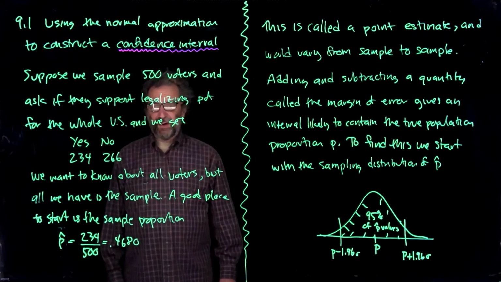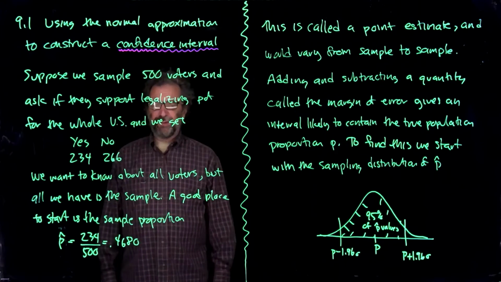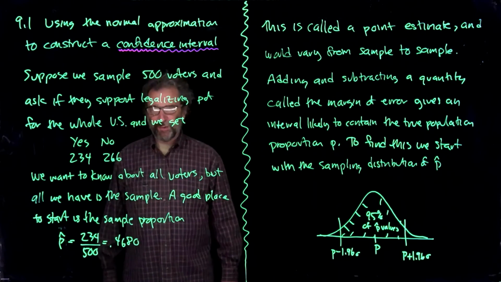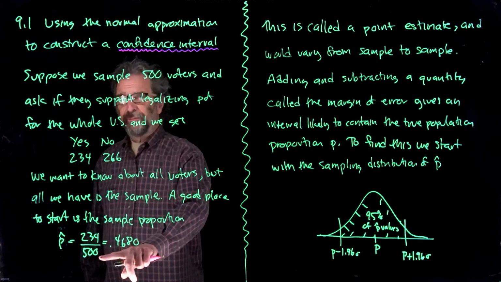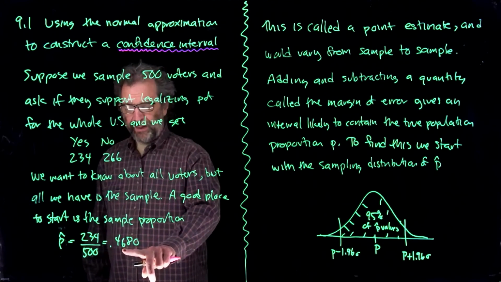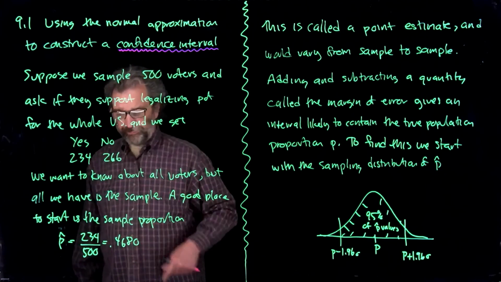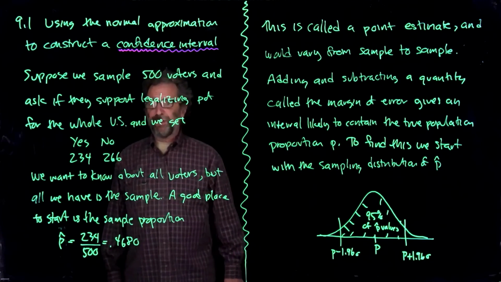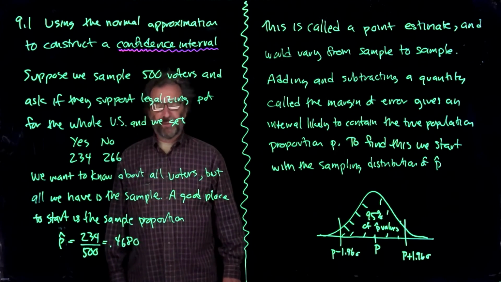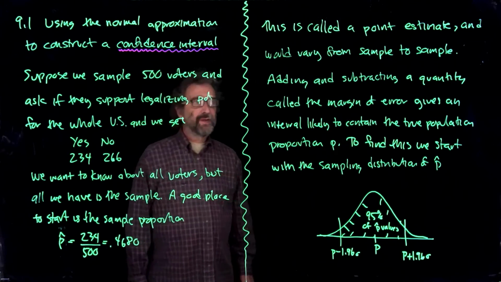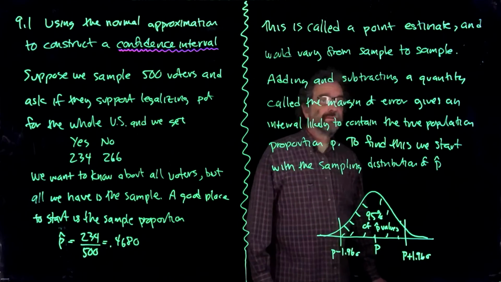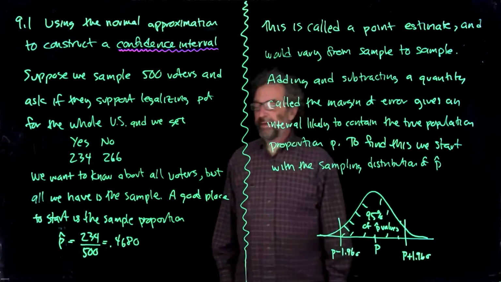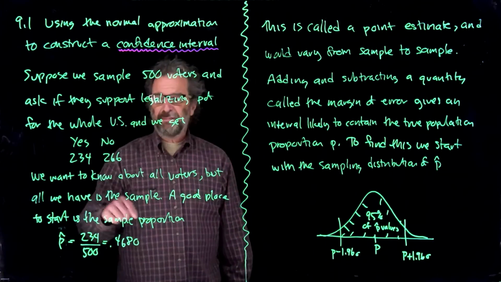So a good place to start and try to analyze the proportion would be to compute the sample proportion. The sample proportion is just the number of yeses divided by the sample size. And so about 46.8% of the sample would be in support of legalizing pot for the whole U.S. That number is called the point estimate, and it would vary from sample to sample. So if we did it again, I'm not going to get 234 and 266. I'll get maybe something close.